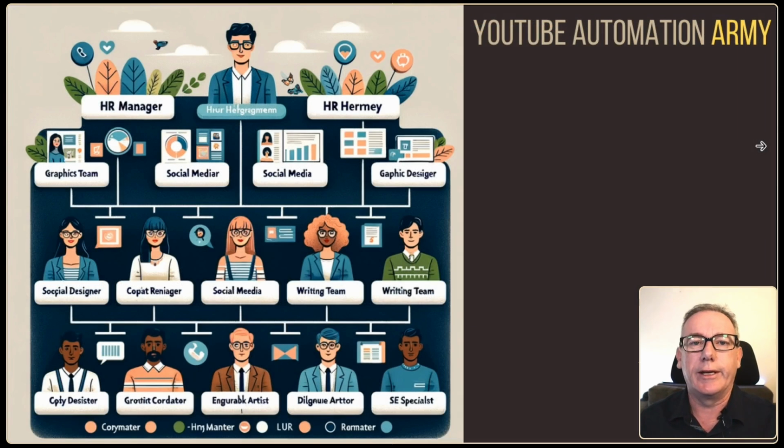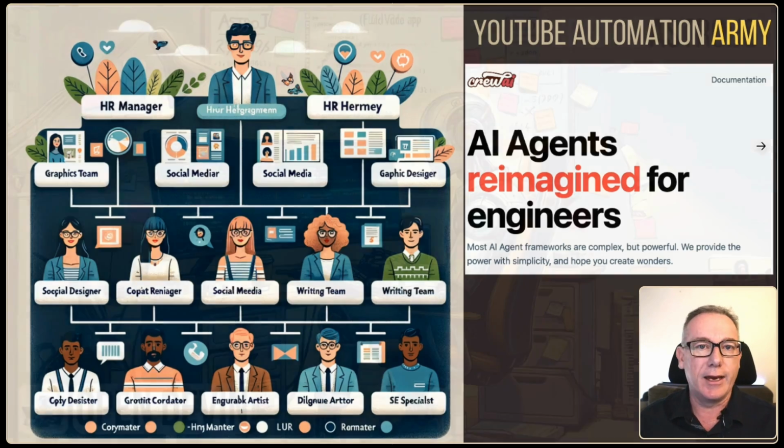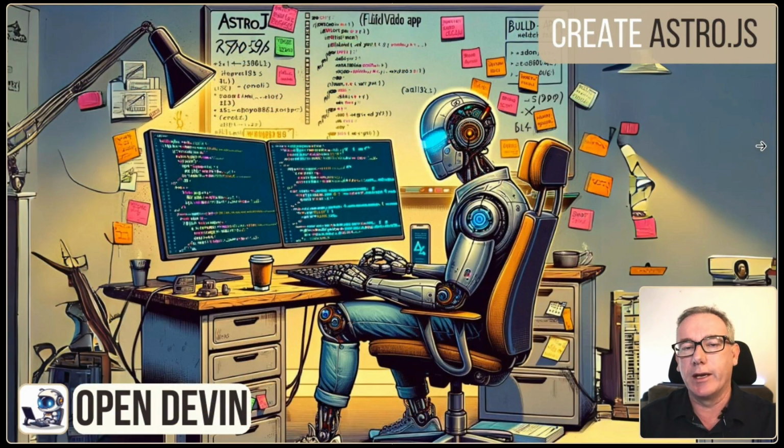Let's look at the example application that I wanted to create with OpenDevin. Now, recently I've been playing around with YouTube automation agents, what I would call an army of workers, and I've been doing that using Crew AI. And what I was looking for was, if the agents are running in the background, how can I communicate with them from the front end, and what technology would I pick? And I thought, let's try and create an AstroJS application using OpenDevin.